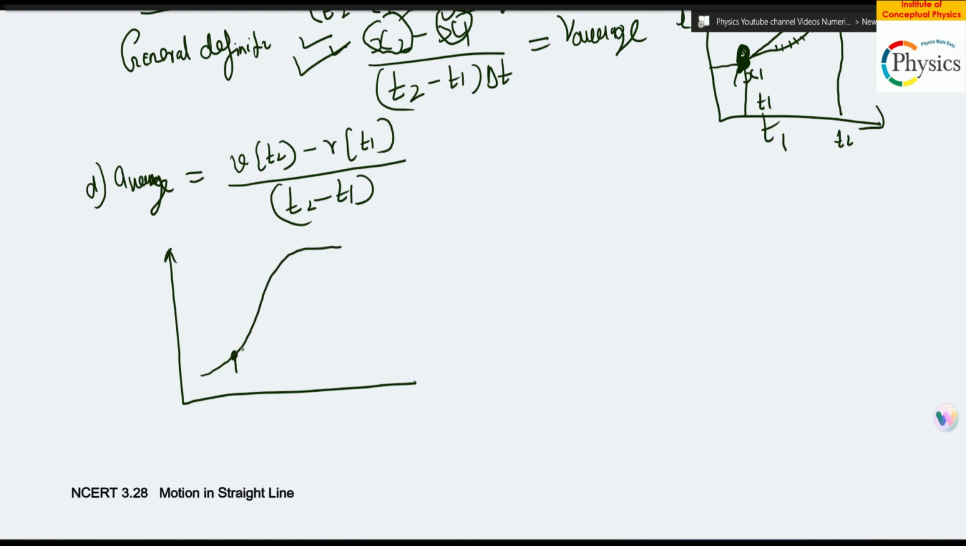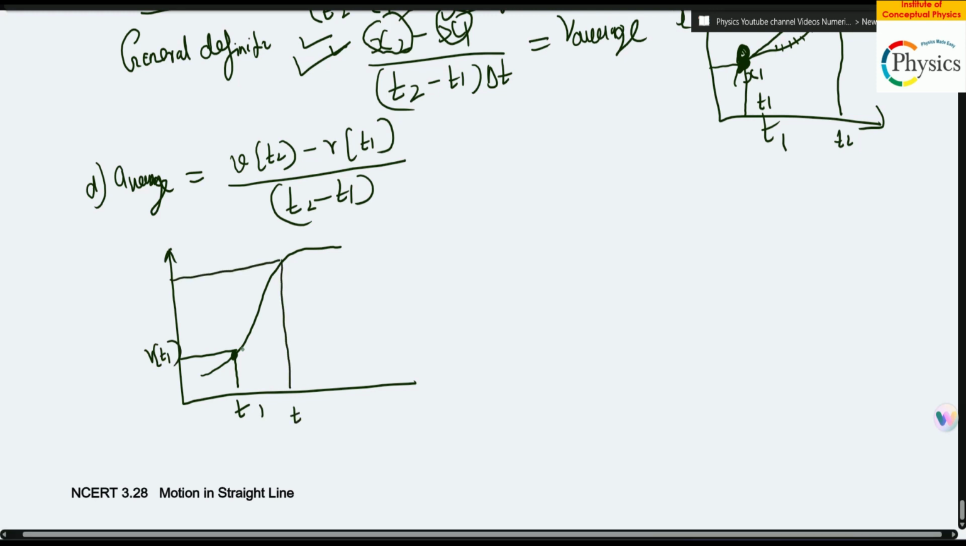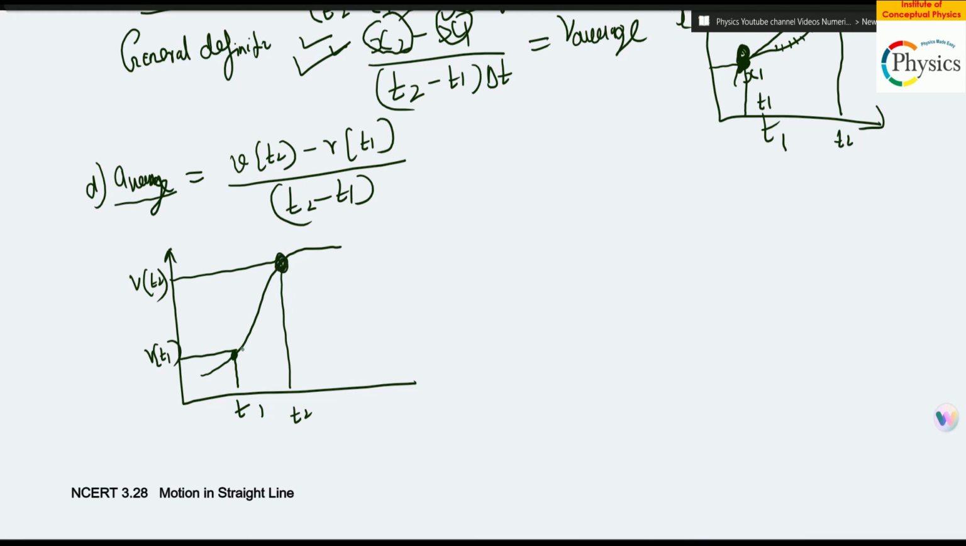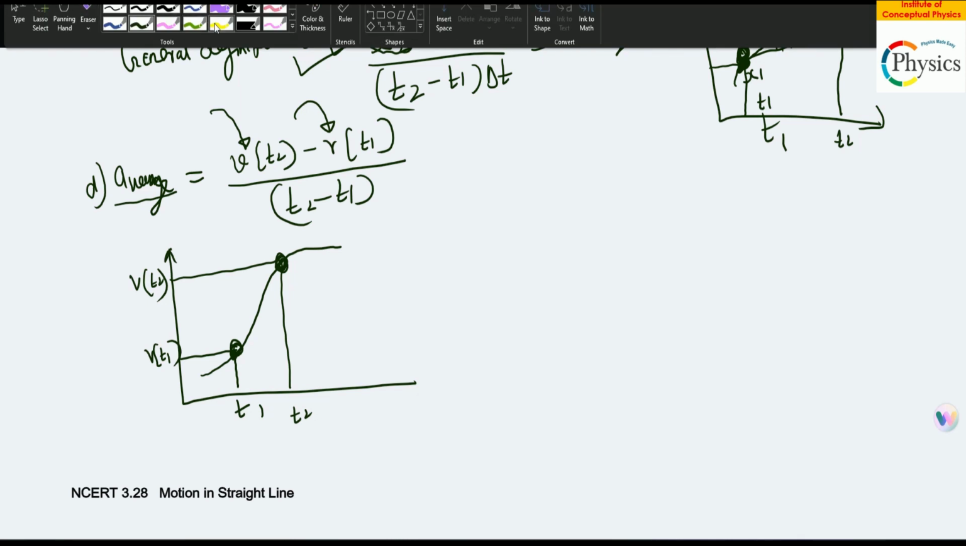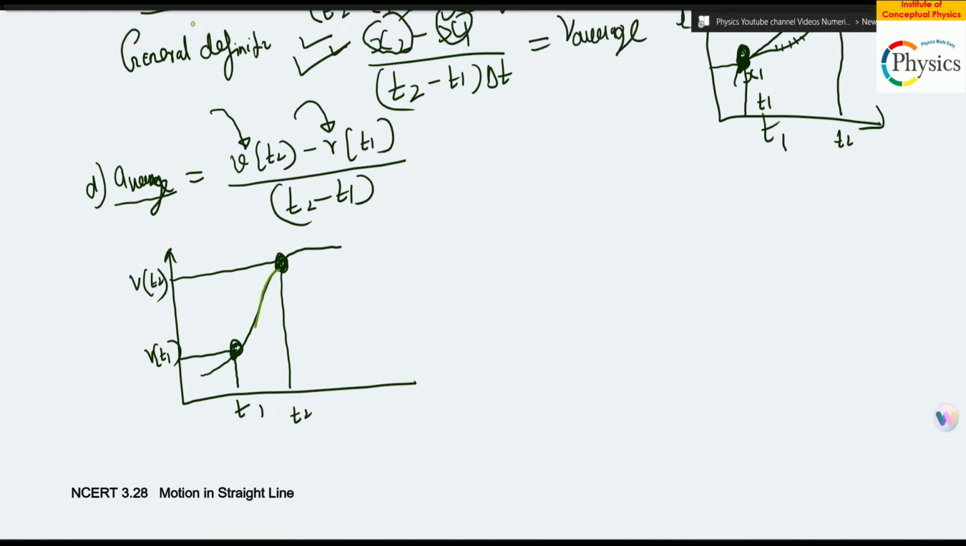Let's say this is your T1. The velocity here is VT1, and then the velocity here at T2 is VT2. What is the question? The average acceleration. What is average acceleration? It is also concerned with the final point and the initial point. So this is your final, this is initial. It doesn't care about what is happening in the intermediate state. What is the intermediate state? This is the intermediate state.